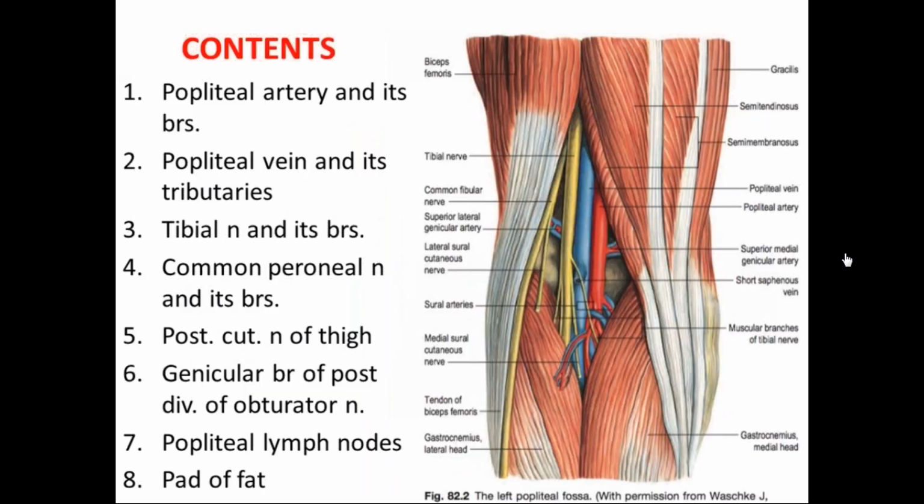Now, after discussing the boundaries of popliteal fossa, let us discuss the contents of popliteal fossa. The main contents are the popliteal artery and its branches, the popliteal vein and its tributaries, the tibial and common peroneal nerve with its branches. Also the posterior cutaneous nerve of thigh and the genicular branch of posterior division of obturator nerve are present as contents of popliteal fossa. The popliteal group of lymph nodes are also a content of popliteal fossa. All the above structures are surrounded by fat which is supporting all these structures.